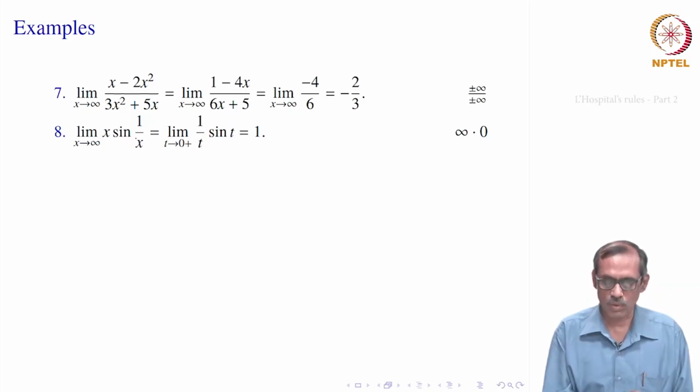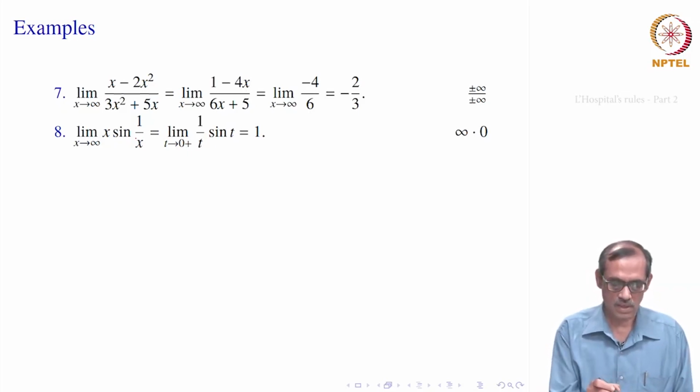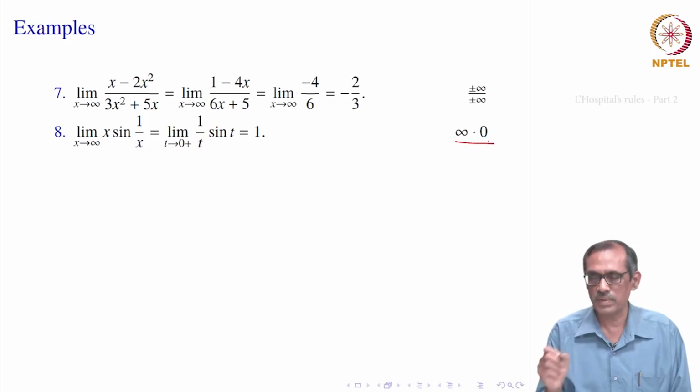So, now x sin 1 by x, x goes to infinity. So, 1 by x will go to 0, then sin of that will go to 0, right, but x goes to infinity. So, it is in the form infinity into 0, that is also indeterminate, right.